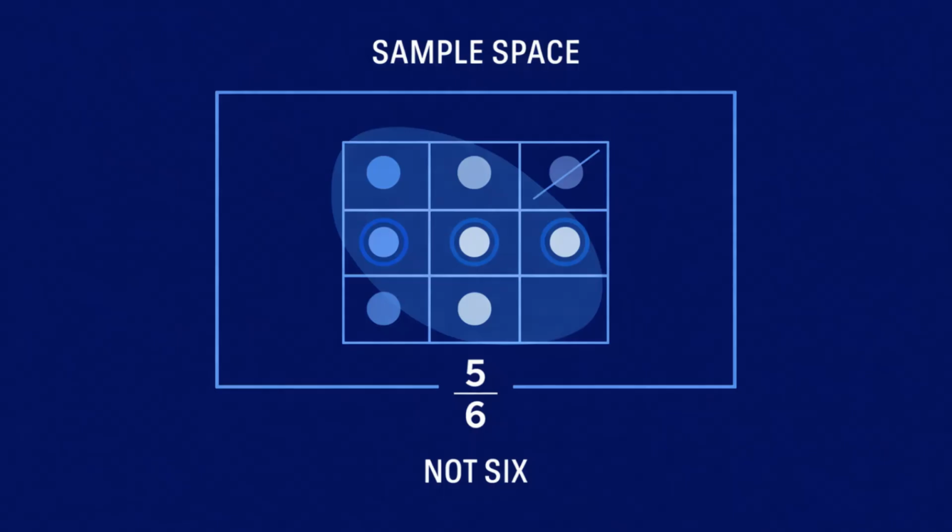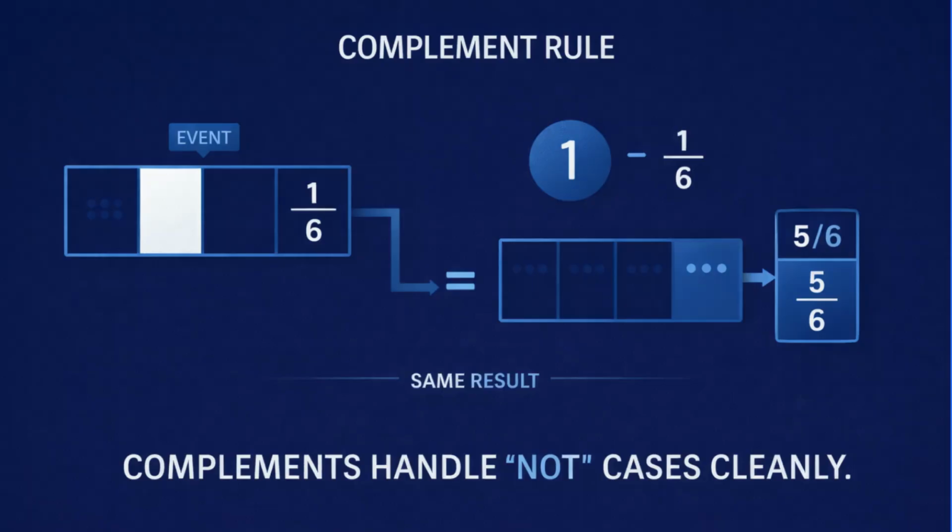That gives 5 favorable outcomes out of 6 total outcomes, so the probability is 5/6. Another approach is to use the complement rule. The probability of rolling a 6 is 1/6. Subtracting 1/6 from 1 gives 5/6. Both approaches lead to the same result. This shows why complements are useful, especially when a problem includes the word not.